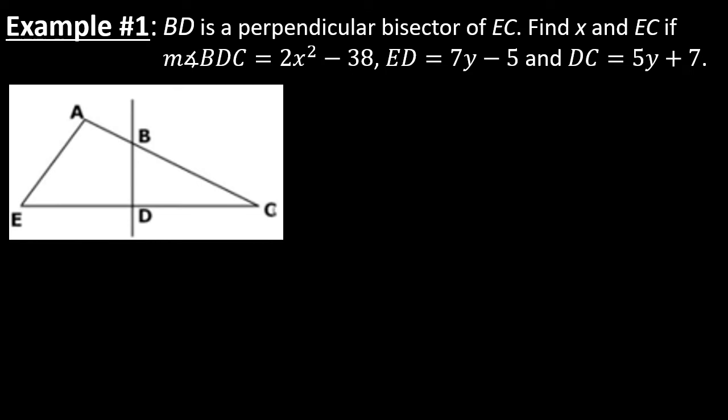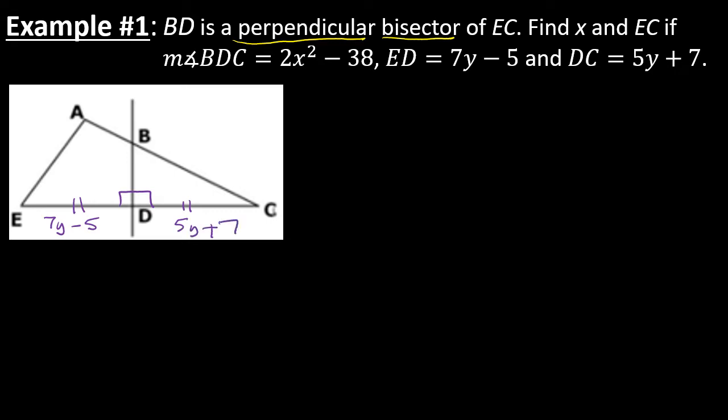Example number 1. BD is a perpendicular bisector of segment EC. Again, key vocabulary words, I've tried to train you since the beginning of the semester: perpendicular bisector. Come in on my picture, that basically means these are perpendicular and these are congruent. It says find x and the length of EC if angle BDC is 2x squared minus 38 and the segments ED is 7y minus 5 and DC is 5y plus 7. So I'm going to mark that on my picture.